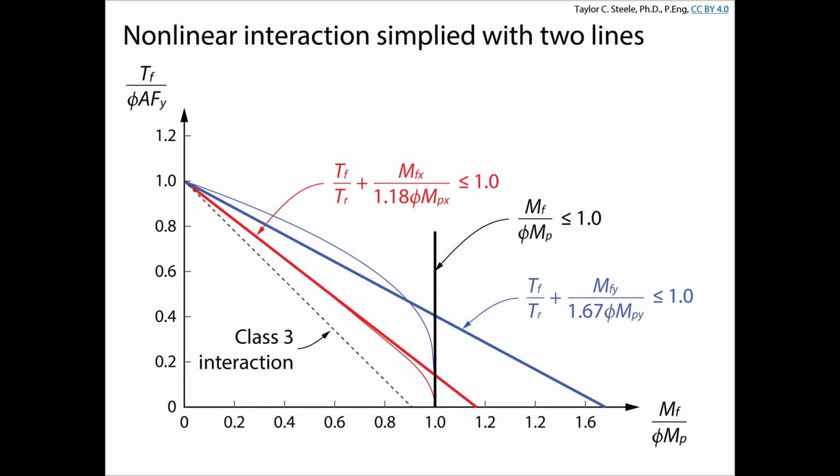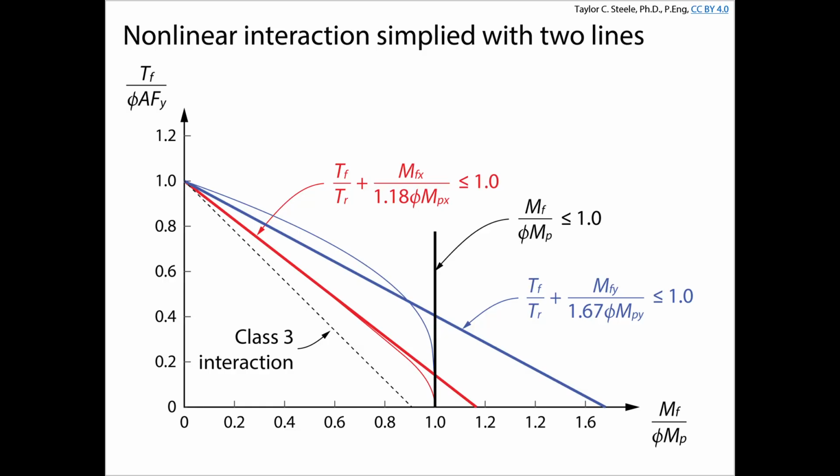For weak axis bending, it's even more nonlinear. Even if we're very, very close to the full moment resistance of a section in weak axis bending, we can still apply upwards of 40% of the yield force as an axial load. So the relationship between axial force and bending moment is very, very nonlinear for weak axis bending. And we use a slightly worse linear equation to get down to about 1.67 Mp, that's here. Tf over Tr plus 1 over 1.67, which is about 0.6, so we get 0.6 Mfy over Mry. And we also include this do not exceed moment resistance line.